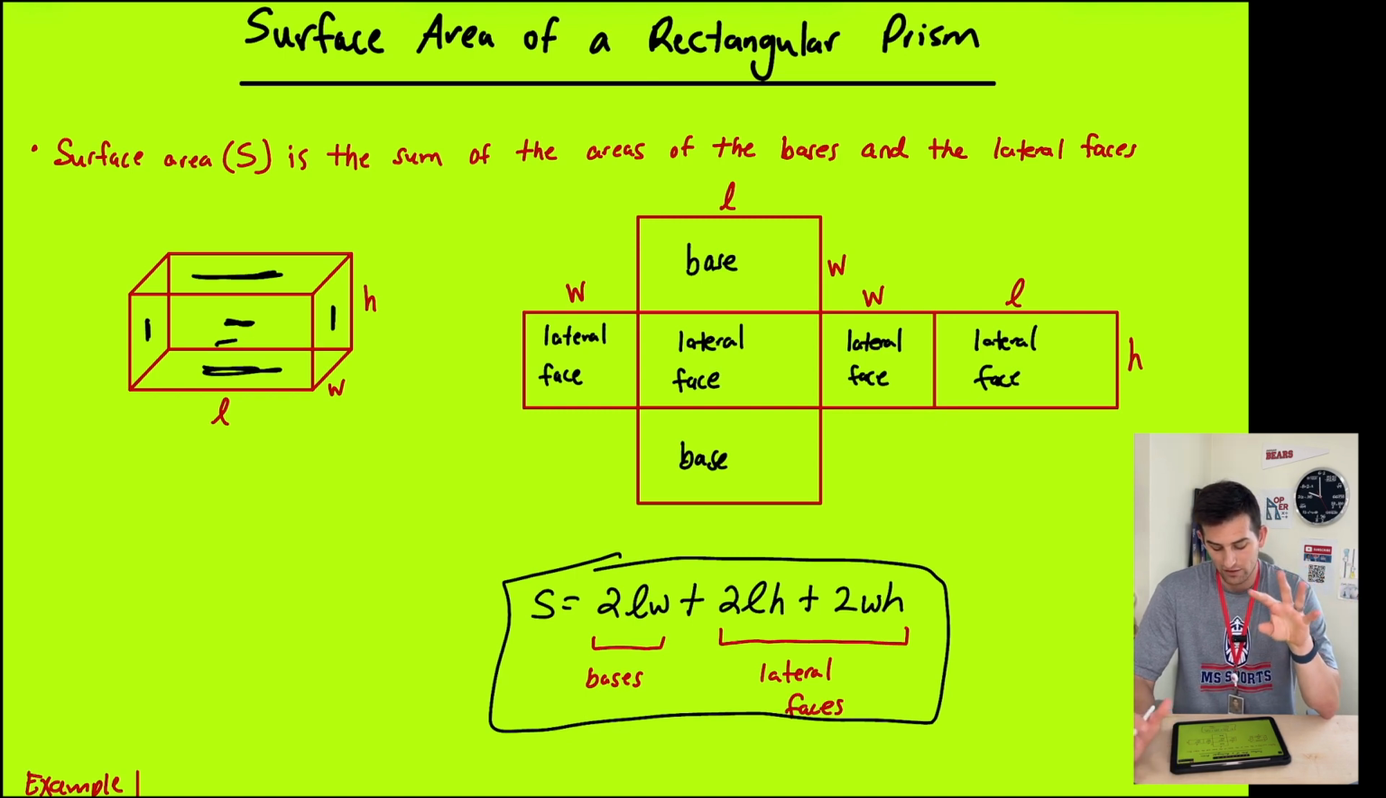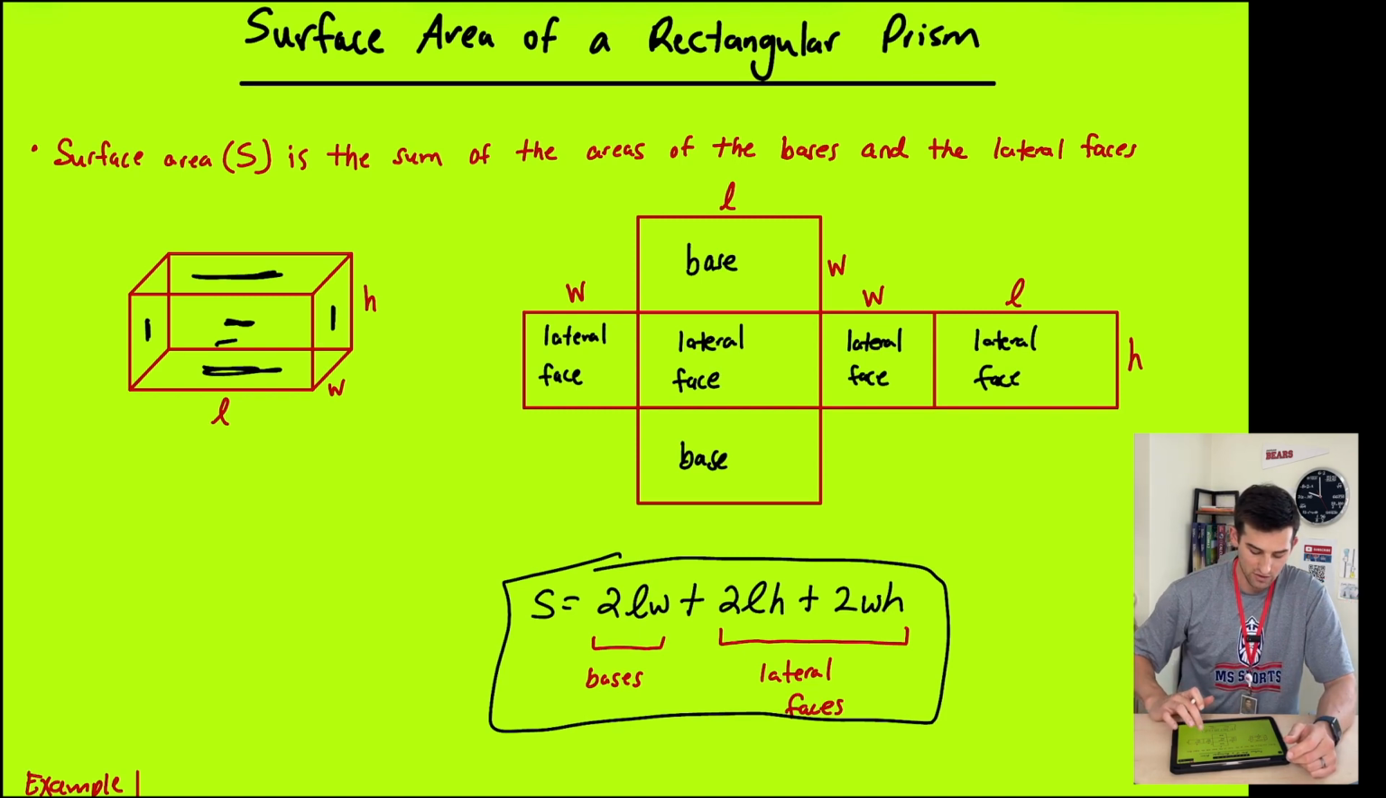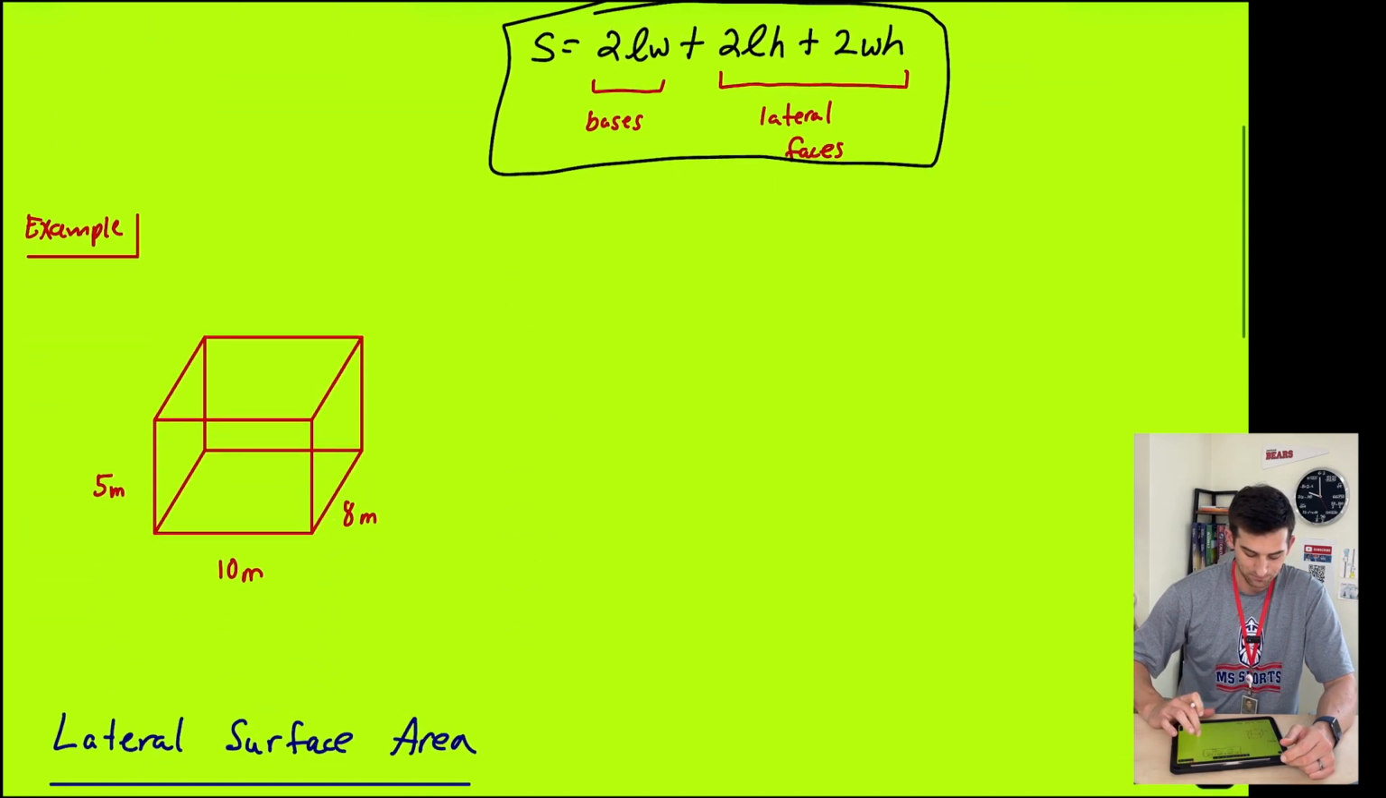And we have four lateral faces, two of which are the front and the back, if you will, right? Obviously it depends on the orientation here, but two of them are going to be the length times the height. So that's why we have 2LH. And then two of our lateral faces, which in our diagram are on the sides, would be the width times the height. So that's where we get that formula from, okay? So let's look at an example and let's apply that.